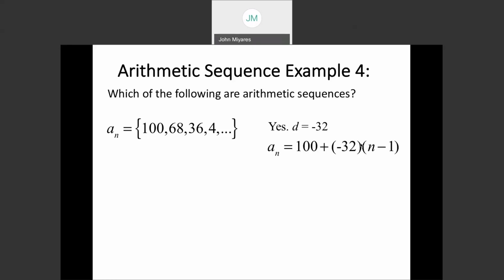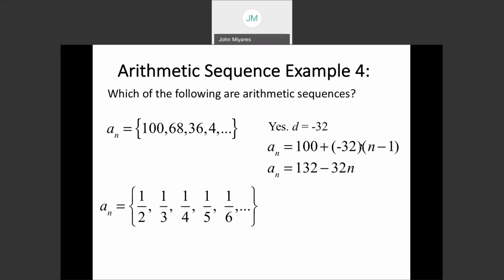If we wanted to apply the formula, we could write this as a sub n equals 100 plus negative 32 times the quantity n minus 1. If we distribute and simplify this equation, which is not necessarily required, it would become a sub n equals 132 minus 32n.